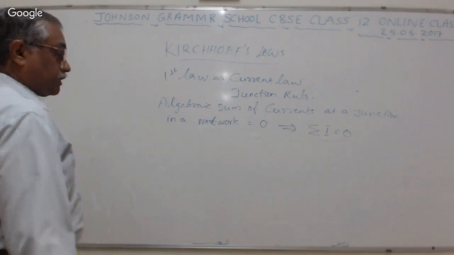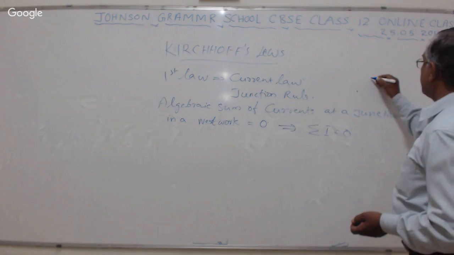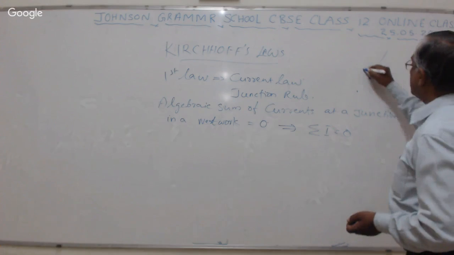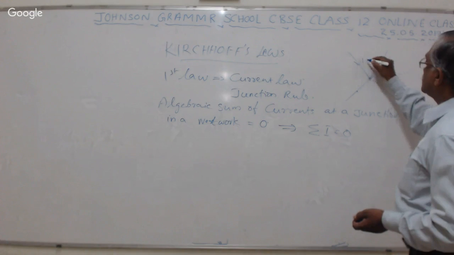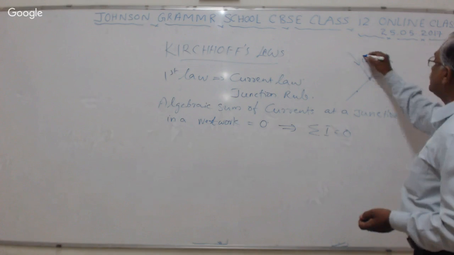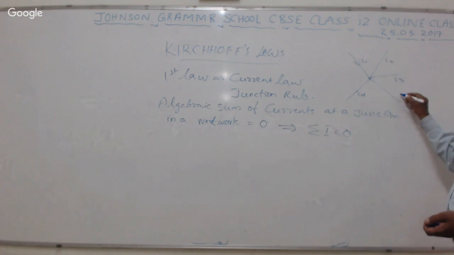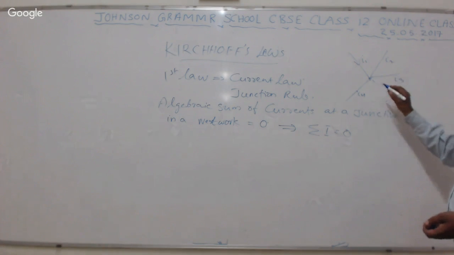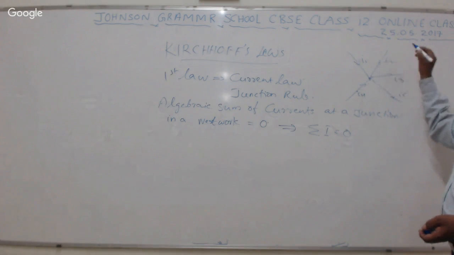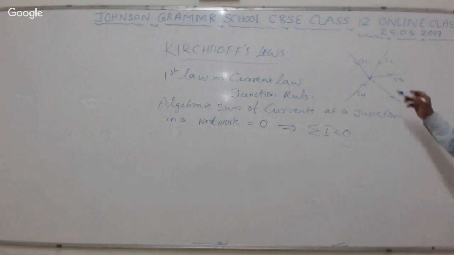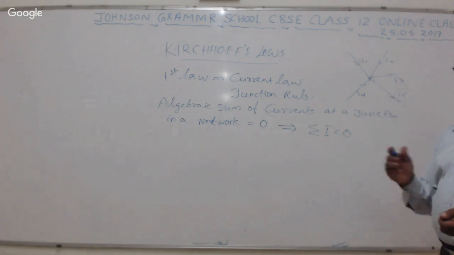Okay. So in a circuit, suppose I am going to draw a junction here. We have this junction and different currents coming over there. This is I1, this is I2, this is I3, this is I4, and this is I5. Now some of the currents are coming towards the junction, some are going away. We have 1, 2, 3 currents coming towards the junction, and two currents going away from the junction.